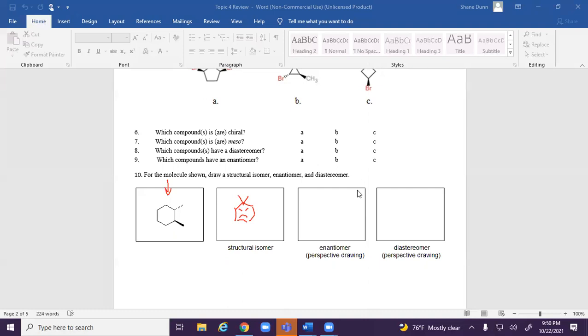Enantiomer, right? Well, he'd be the exact opposite, correct? Enantiomers are mirror images that are not superimposable, correct? So what's the mirror image of this guy? Yep. So dashed, wedged. It's the exact opposite, but they cannot be lined up on top of each other, correct? And then diastereomer, it's basically different connections. They're not mirror images, so you wouldn't flip it. Since this guy is trans, you would make this guy cis. Does that make sense? Cool, cool.